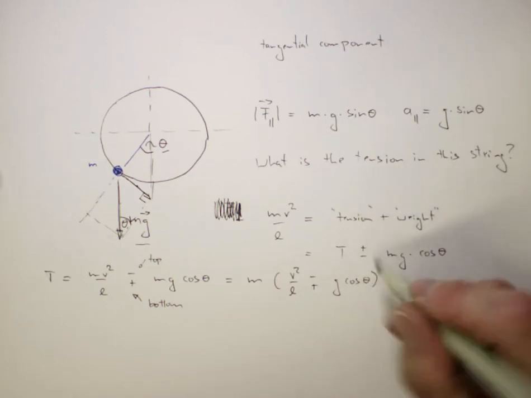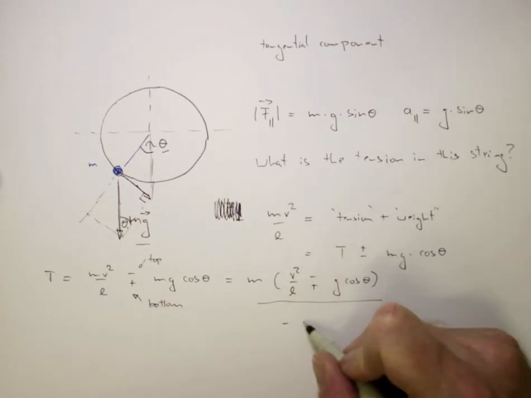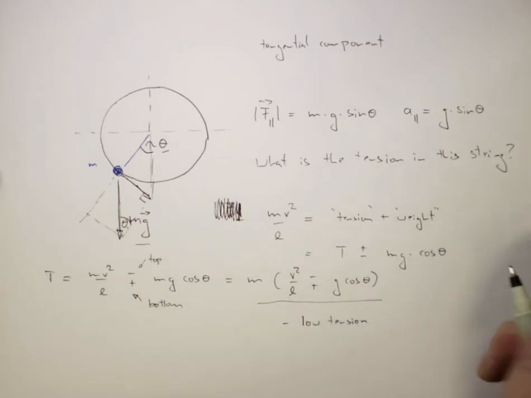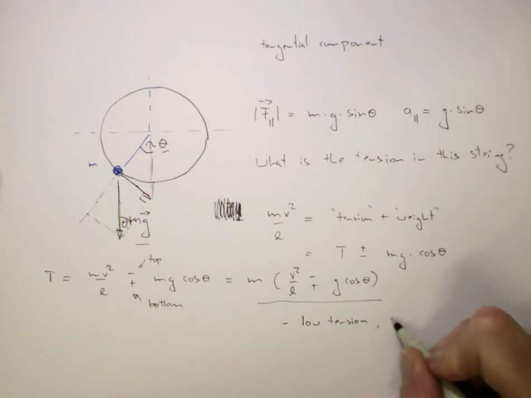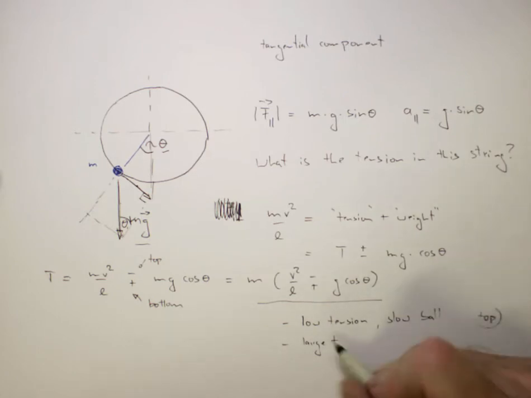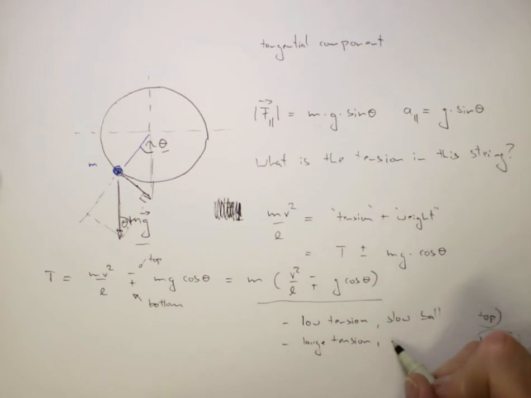So we can see now mathematically that we have low tension at the top. That's where the ball is slow, and we have low tension, and we have large tension at the bottom, where we worked out that the ball is fast. We know the ball is fast at the bottom and it's slow at the top.